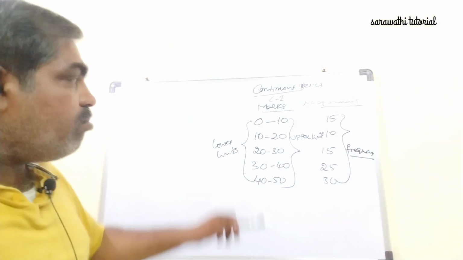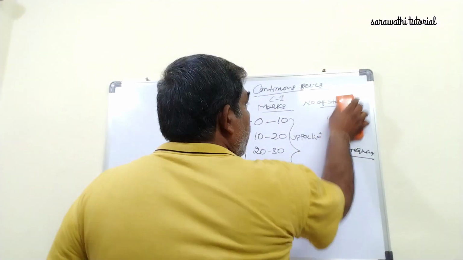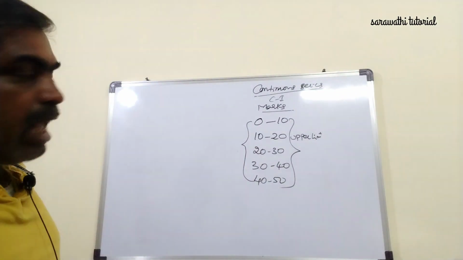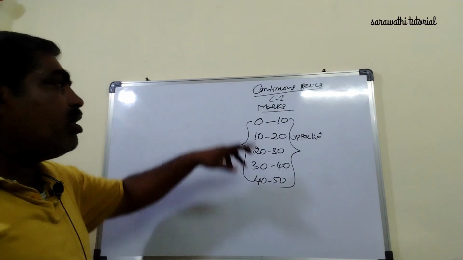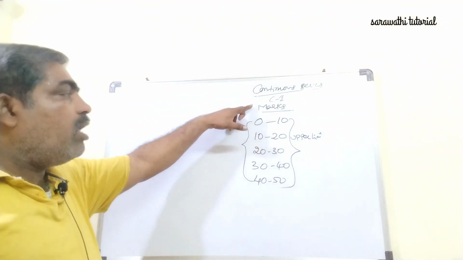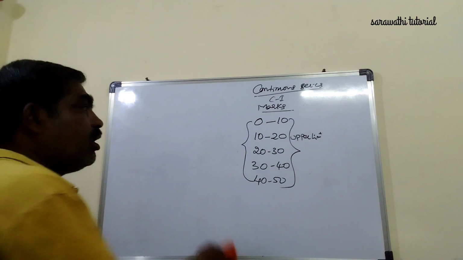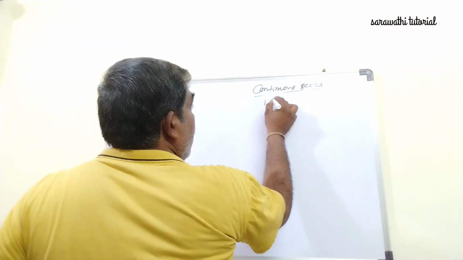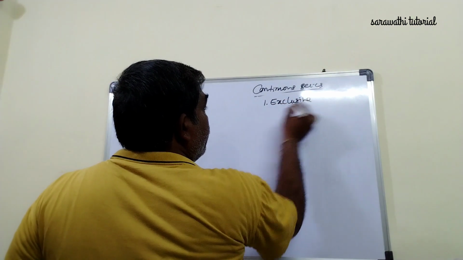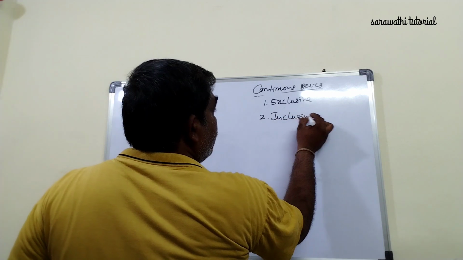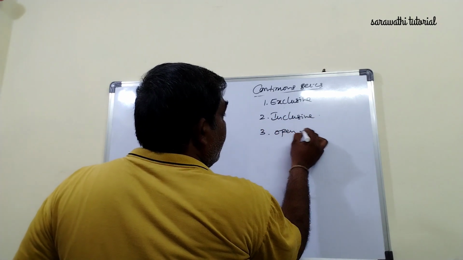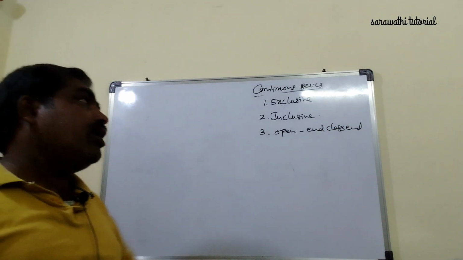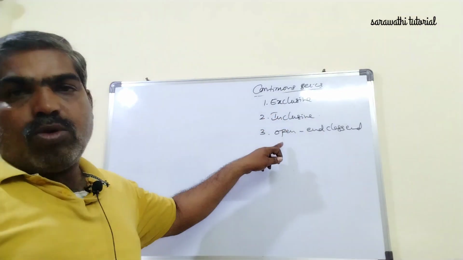If you observe, see under the class intervals, these are the continuous series. These class intervals are again classified. We are continuing the next part, class interval. Class intervals we can arrange in 3 ways. The 3 ways are: exclusive method, inclusive method, and open end class method. These 3 methods are very, very important: exclusive, inclusive and open end class method.